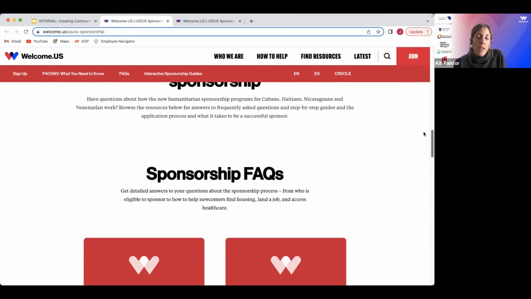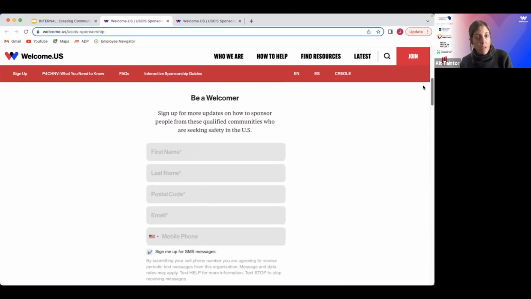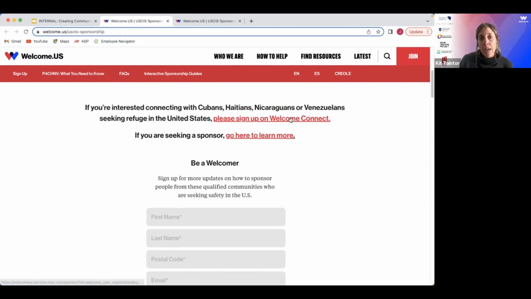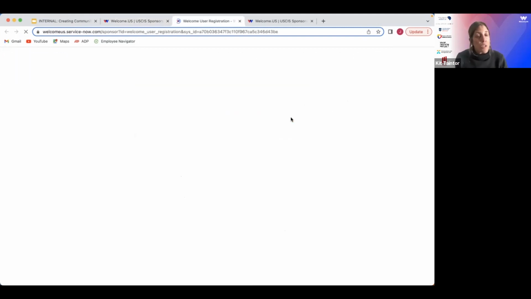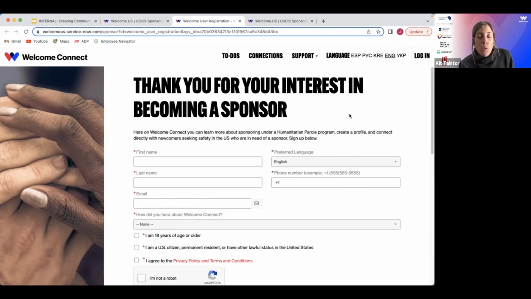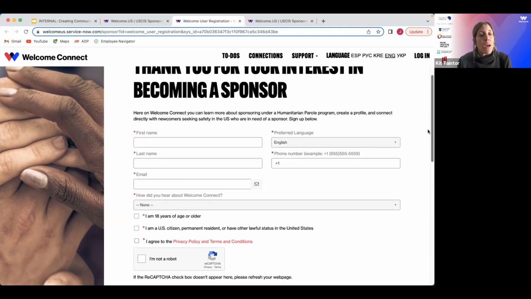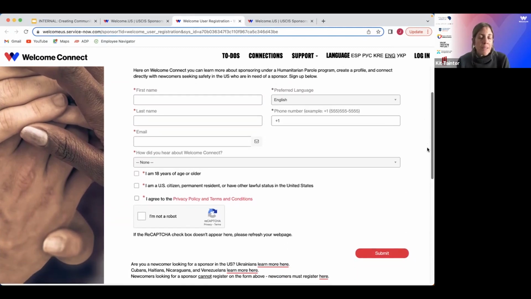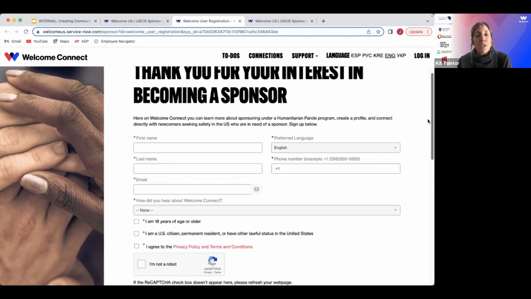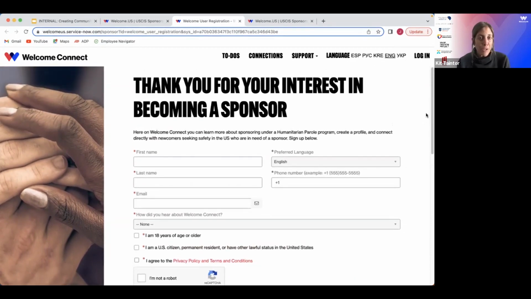One of the tools that Welcome.us has put together to ensure that every American that wants to sponsor can is a tool called Welcome Connect. This is a platform that introduces sponsors and beneficiaries. Again, the purpose of this platform is to ensure that if you don't know somebody seeking safety, just as James didn't, you have the opportunity to meet somebody, have conversations, and determine whether or not sponsorship is right for you.